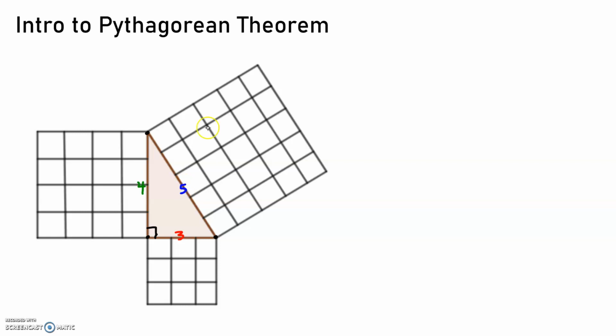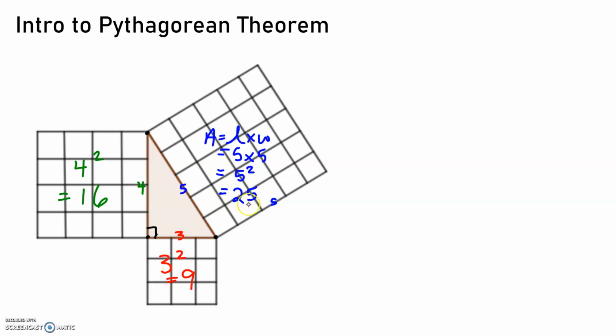So we know area is just length times width. And we know that this is a square, so it's 5 by 5. So 5 times 5 is 5 squared, which is 25. So that means for this square, it's going to be 4 squared, which is 16. And for the last square, it's going to be 3 squared, which is 9.